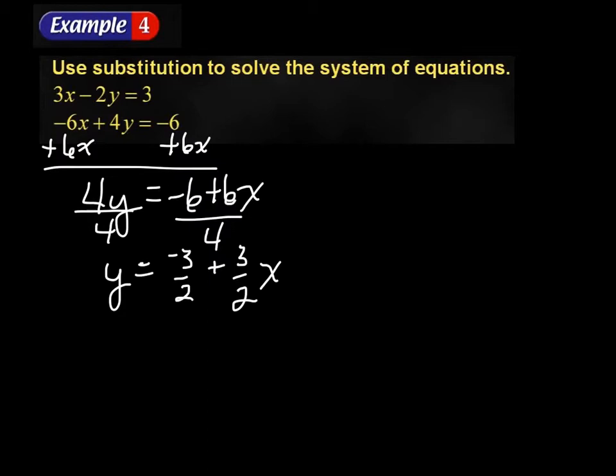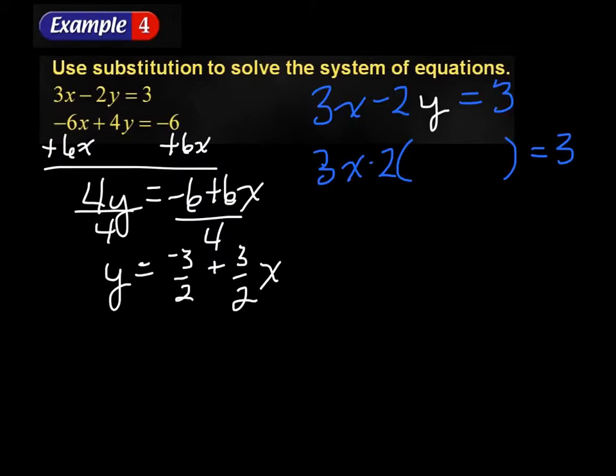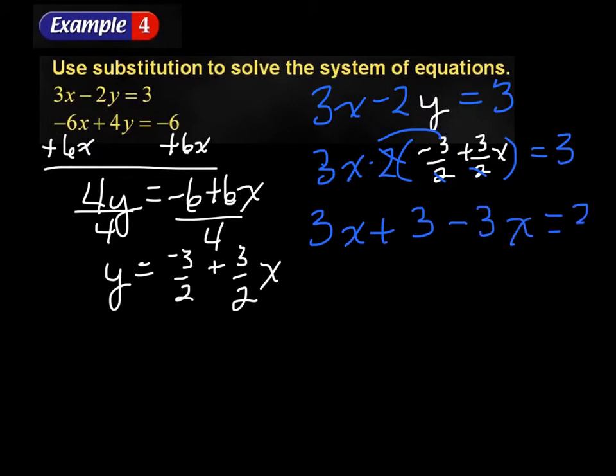So now I can go to my other equation, and where there was a y, I'm going to substitute in what y equals. Ew. But it's not so bad because our 2 is going to make the fractions go away anyway. I won't cry too much. Okay, so we have 3x, negative times negative is positive, so plus 3, so those 2s will cancel out, and that 2 will cancel out. We minus 3x equals 3.